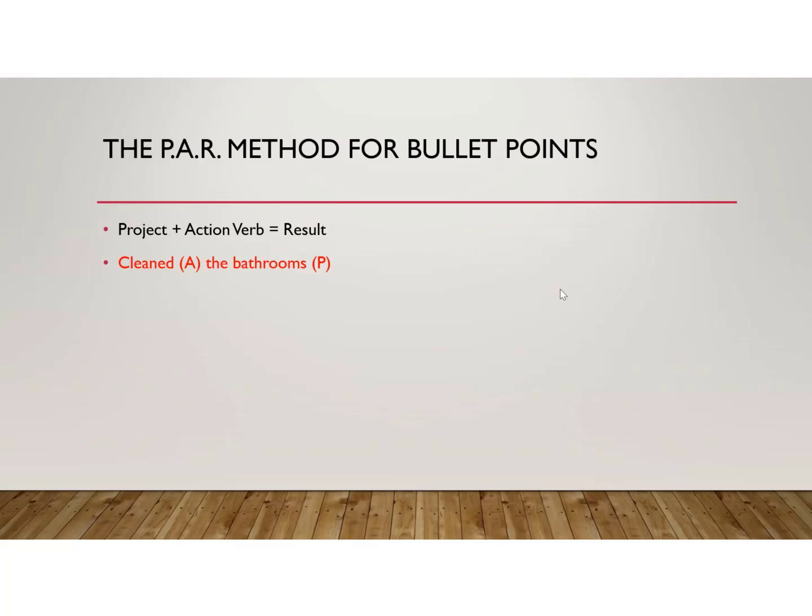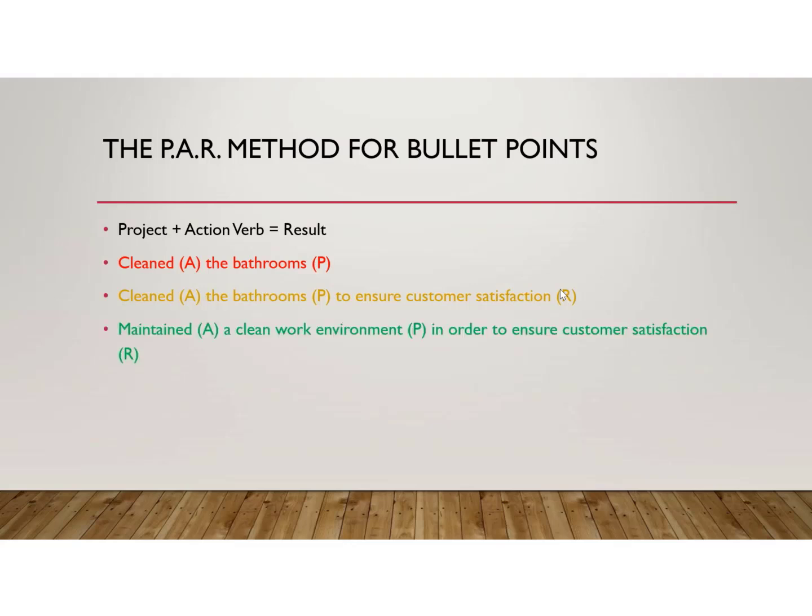A 2. Okay. In this example, though, we do attend to two parts of the PAR method. We say, what did I do? I cleaned. And what did I clean? The action was cleaning, and the project is the bathrooms. So all I'll change next is I will add a result: "cleaned the bathrooms to ensure customer satisfaction." Where does that leave me? A 5. Okay. And for the next one: "maintained a clean work environment in order to ensure customer satisfaction."